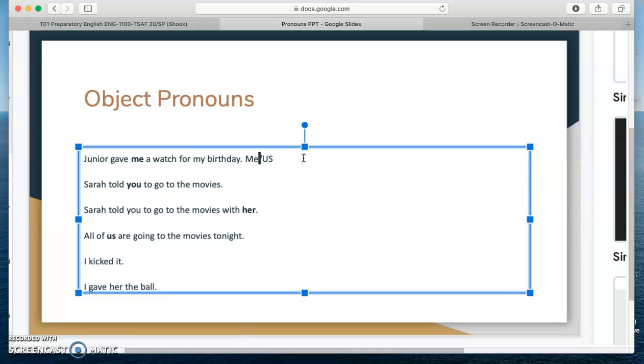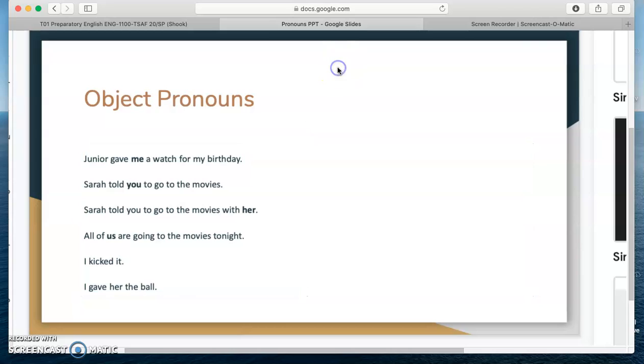Again, we don't see them quite as often as subject pronouns, but we do see them fairly often. And so I know that for many of you, this is going to be a review.